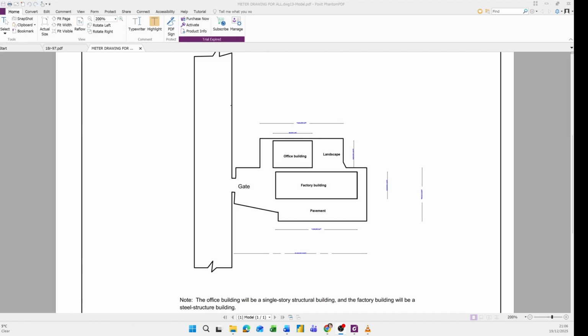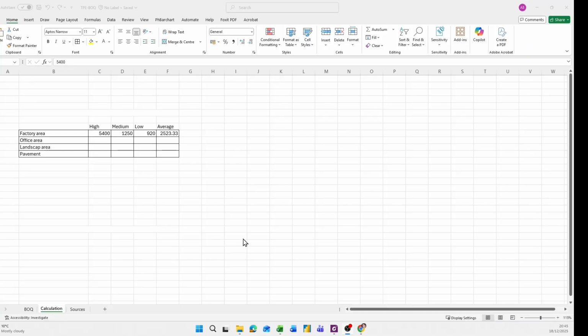Now that we already have the measurements, the next step is to analyze the cost per square meter. So let's move on to the pricing. You can see on the screen there are three values I put for the factory area. The high price is 5,400, medium is 1,250, and low is 920.